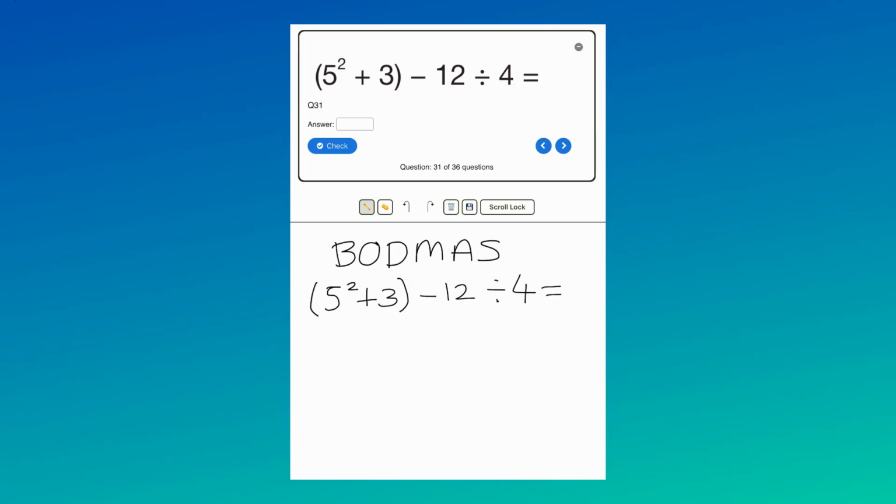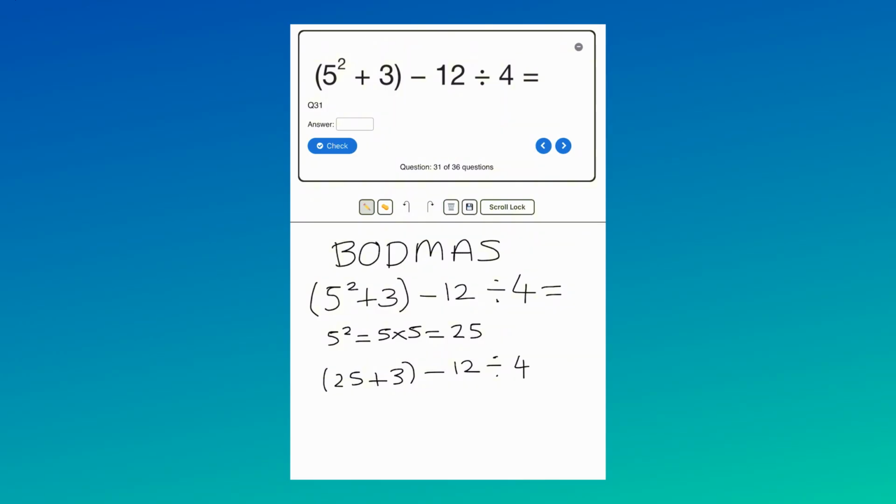So 5 squared plus 3, because we need to deal with the bracket first, as it says in BODMAS. So 5 squared is the same as 5 times 5, which is 25. It's 5 squared, which is 25. So 25 plus 3, close brackets, take away 12, divided by 4.